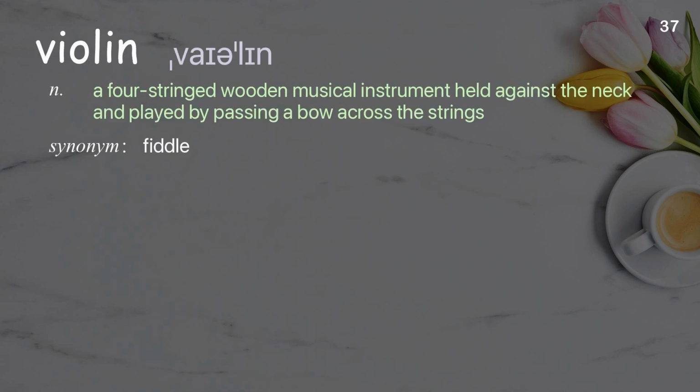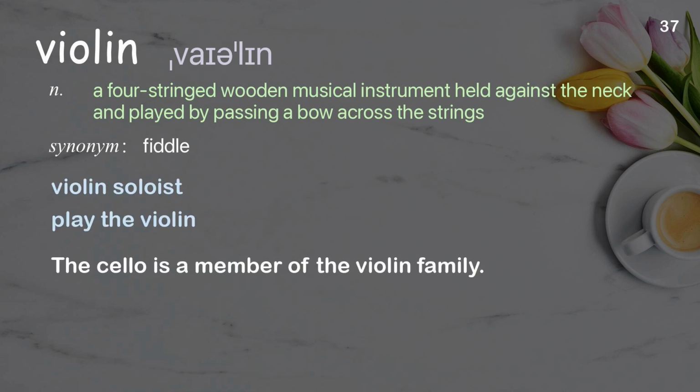Violin. A 4-stringed wooden musical instrument held against the neck and played by passing a bow across the strings. Examples: Violin soloist. Play the violin. The cello is a member of the violin family.